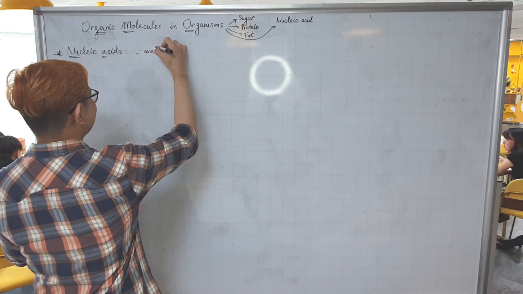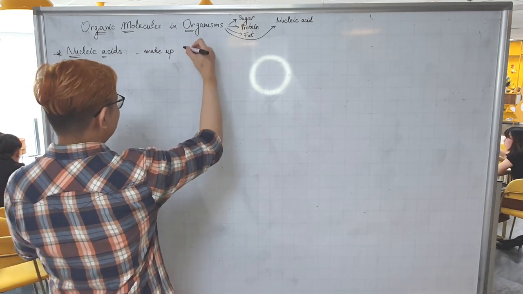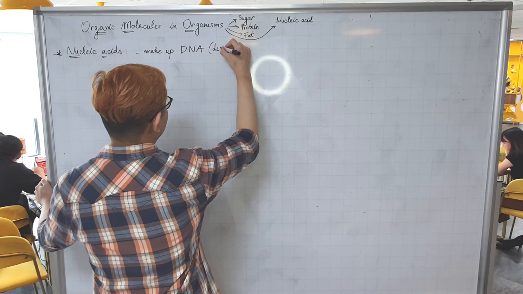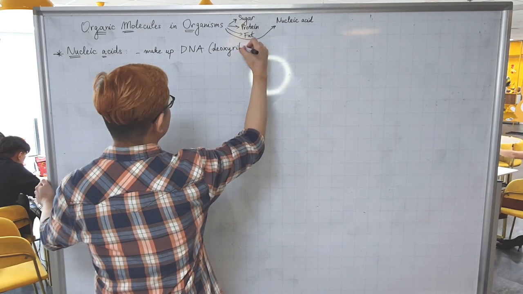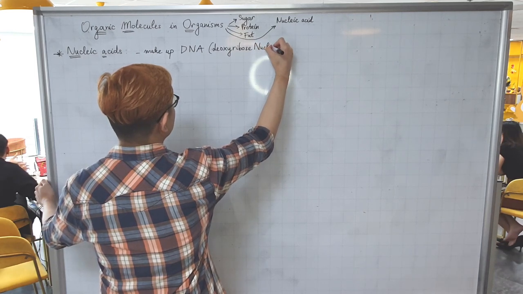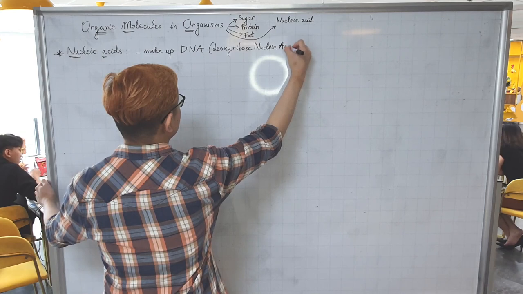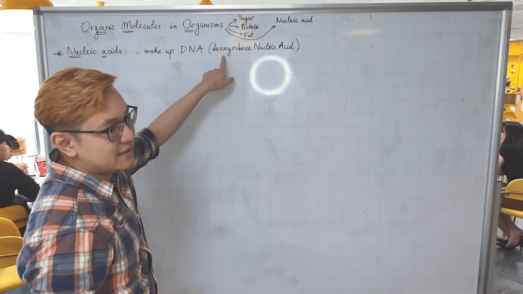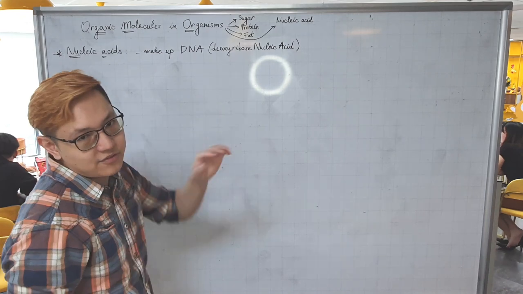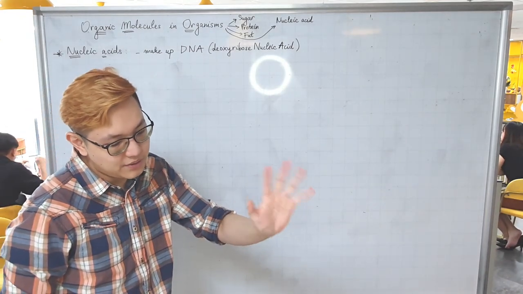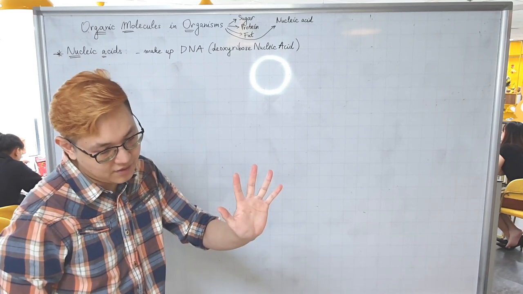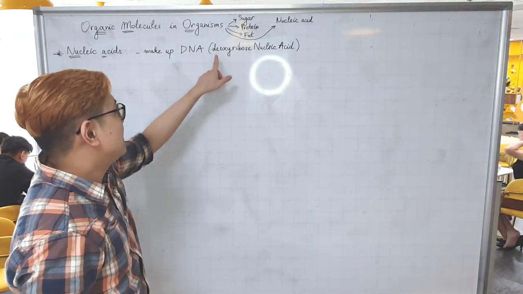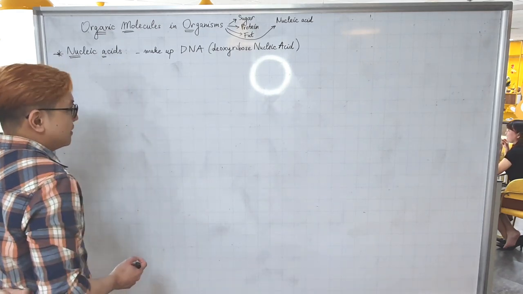To be grammatically correct, it makes up DNA, or we call it deoxyribose nucleic acids. Deoxyribose is the ribose sugar with the oxygen removed. D means remove. Ribose is a five carbon sugar. If you remove oxygen from it, yes, deoxyribose nucleic acids make up DNA.